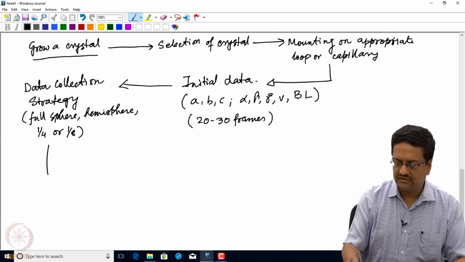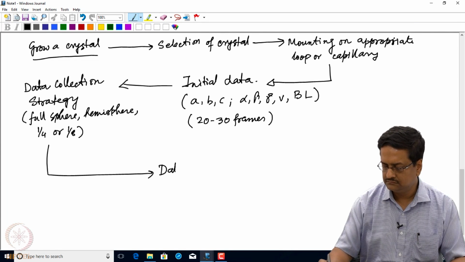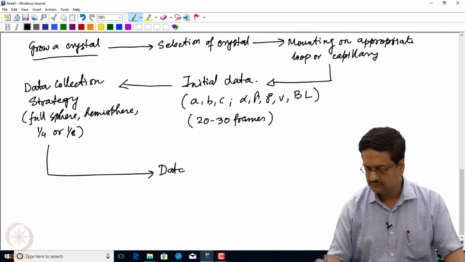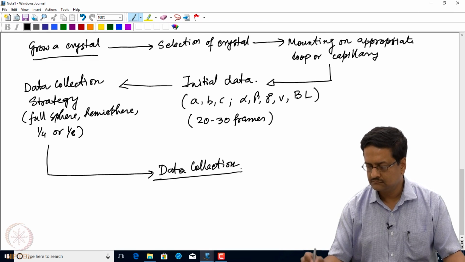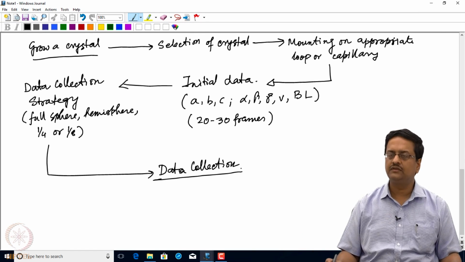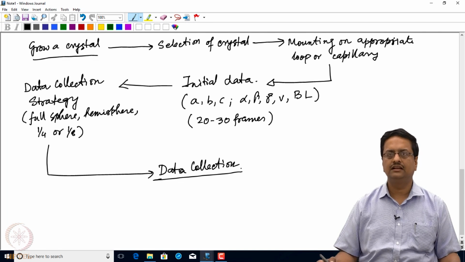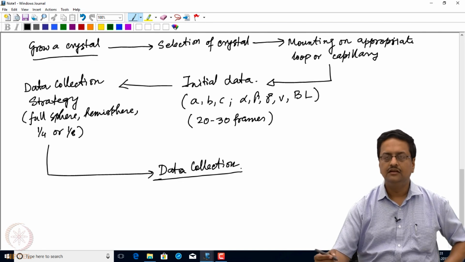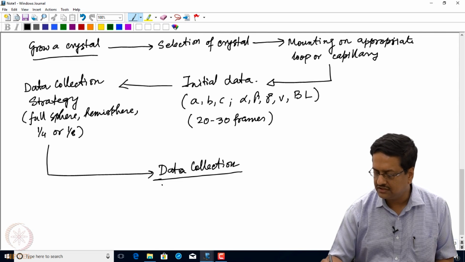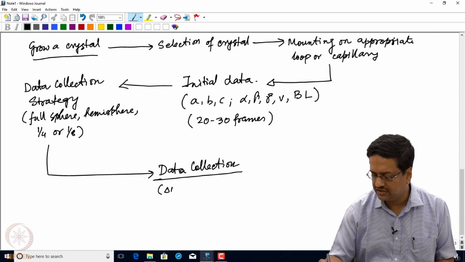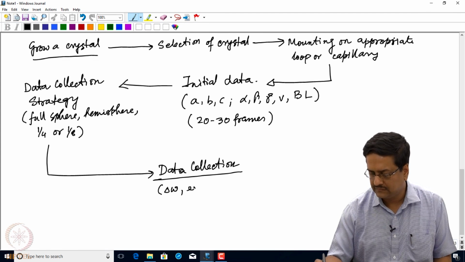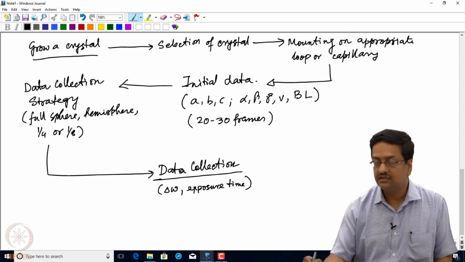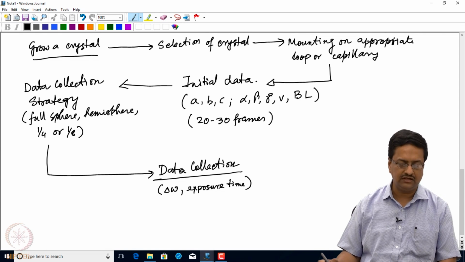So then what we do is we collect the data. In this data collection methodology, we need to decide the exposure time, we need to decide the delta omega, that is the width of data that we would like to do. So we need to decide whether we want to do a small width or a large width. So delta omega, exposure time, all these we need to worry about at this point.